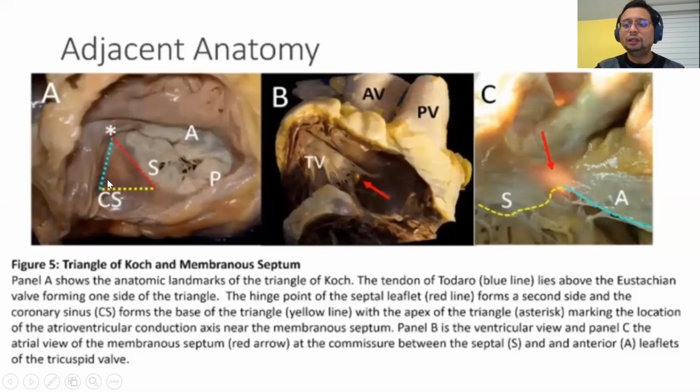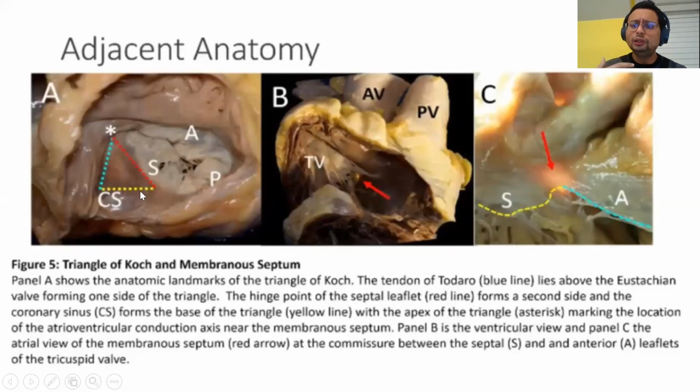So why is this important? This is important because when a surgeon is doing a procedure, or for example, if you are an electrophysiologist and you do ablation, you want to try to avoid this apex of the triangle of Koch. Why? This is where your AV node is situated. Okay, if you were to disturb your AV node, you will develop complete heart block. Therefore, you have to try to avoid that.